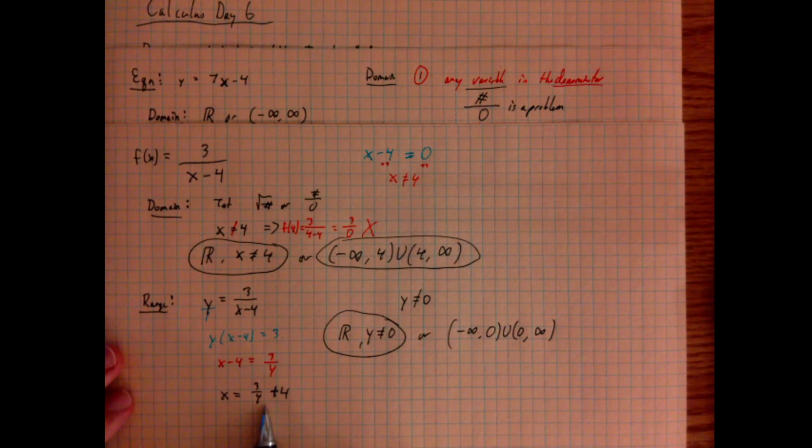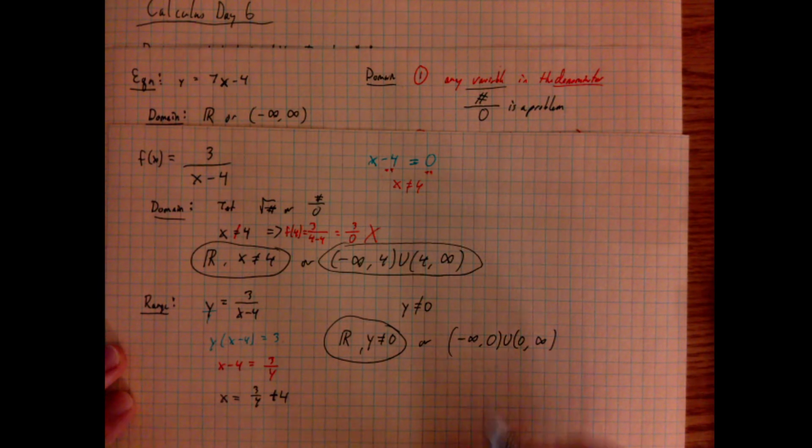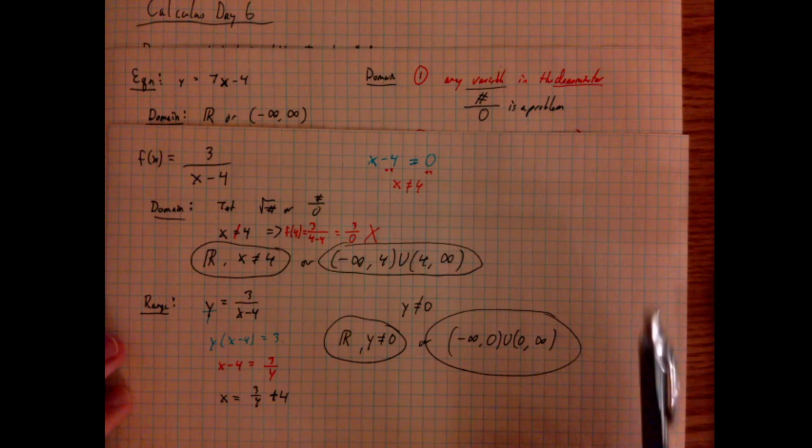Notice that if I plug in y as 1, I can get an answer. 3 over 1 plus 4 is a number. If I plug in 10, 3 over 10 plus 4 is a number. 3 over 50 plus 4 is a number. If I plug in any other number besides 0, this works. But at 0, there's a problem. And so when I look at my range, 0 is an issue.